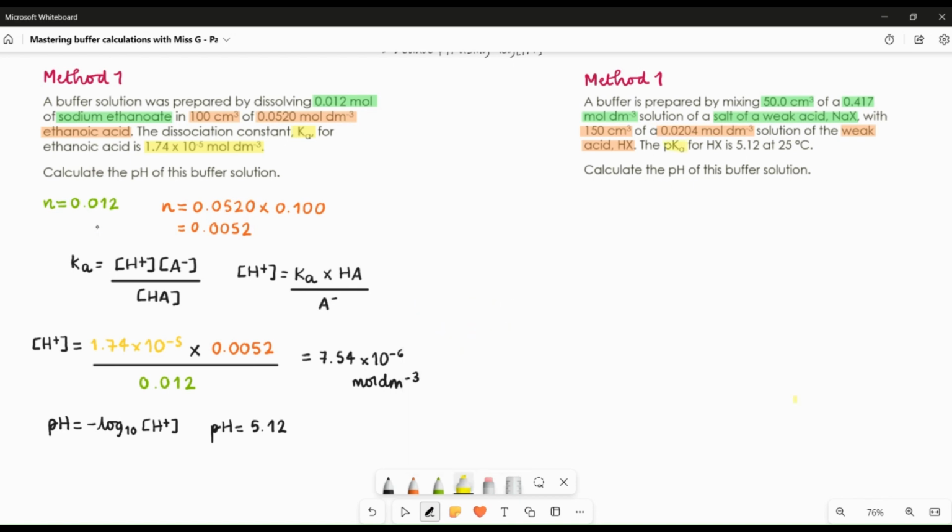So again, we can work out the moles of the weak acid really easily. We do have to work out a value for Ka this time because we've been given a value of pKa, but we can do that, and I'll make sure I outline how to do that. And then again, the ultimate goal is calculating the pH of the buffer solution.